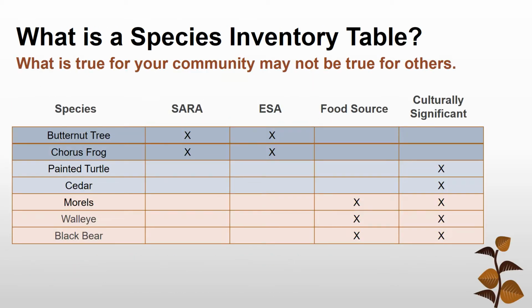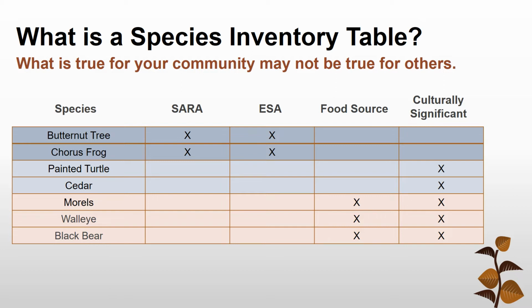What is a species inventory table and how do you use one? A species inventory table is a way to document species that have been identified within the community. Different species may be documented for different reasons and have various degrees of significance. There are some species that are protected by law. This could be your community's law or federal and provincial laws, and protecting them can ensure they are around for future generations. You can use a species inventory table to organize information about community species.